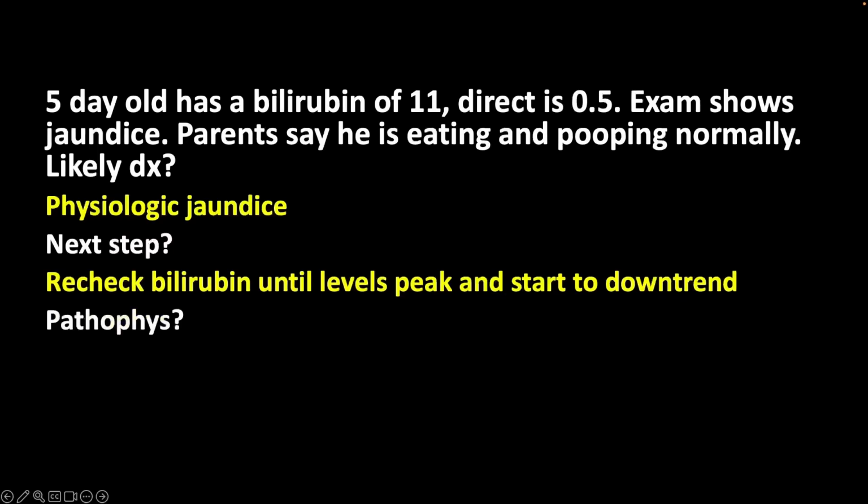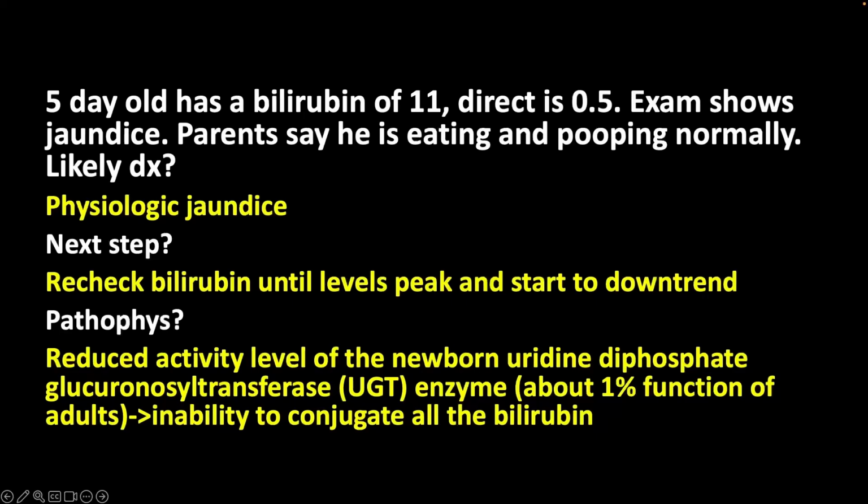And what's the pathophys of this? Newborns have reduced activity in their UGT enzyme, and so they have the inability to conjugate all the bilirubin. And this is usually self-limiting and transient. It's more common in preterm babies.